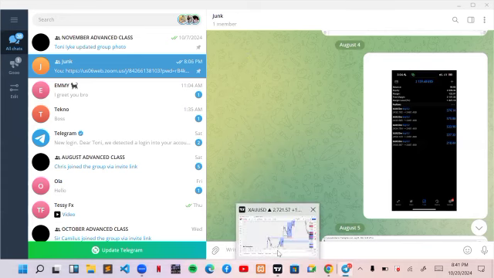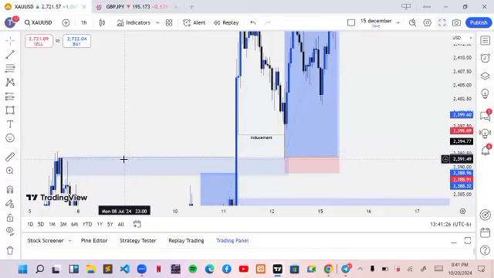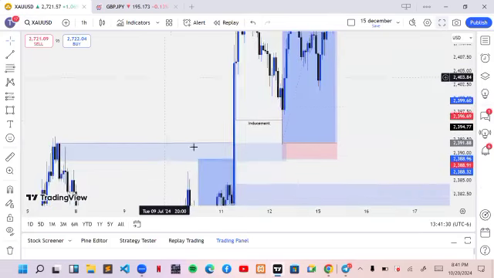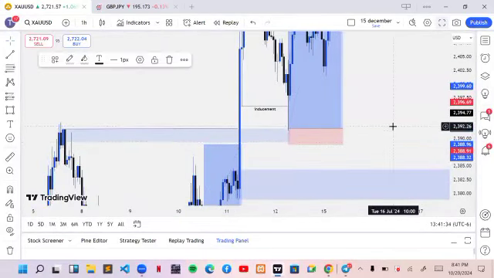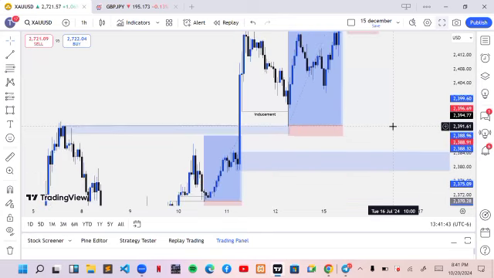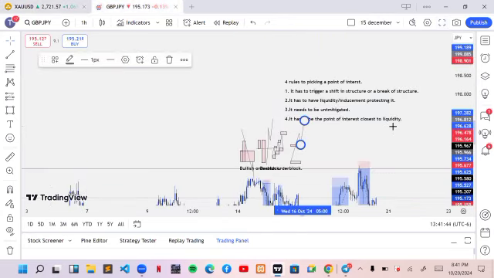And if you pay attention, once price tapped into that breaker block, it started reversing immediately. There was no drawdown on the trade or any kind of loss, because you have to pay attention to know which point of interest you're going to make use of, to minimize your losses. People are flipping accounts, but you have to pay attention to know which point of interest you're going to use by paying attention to all these rules.